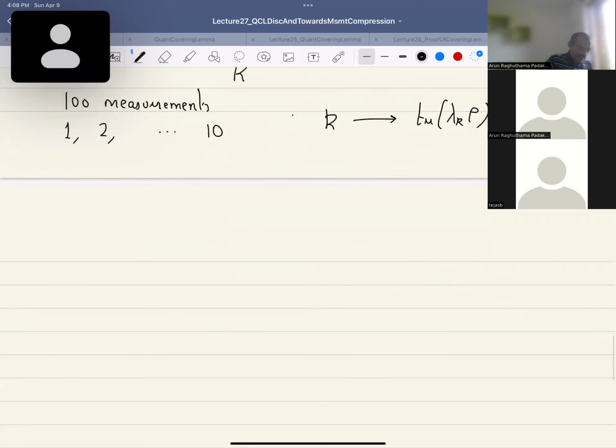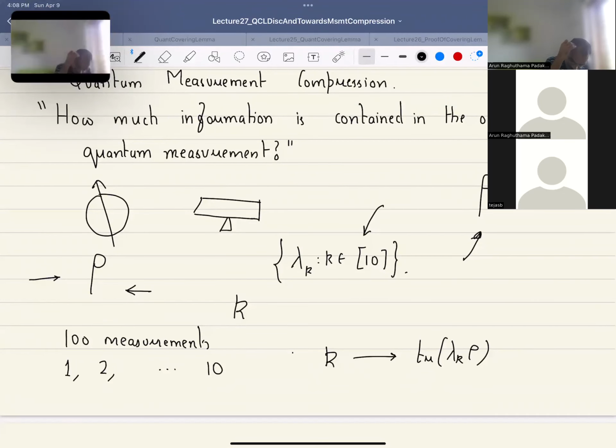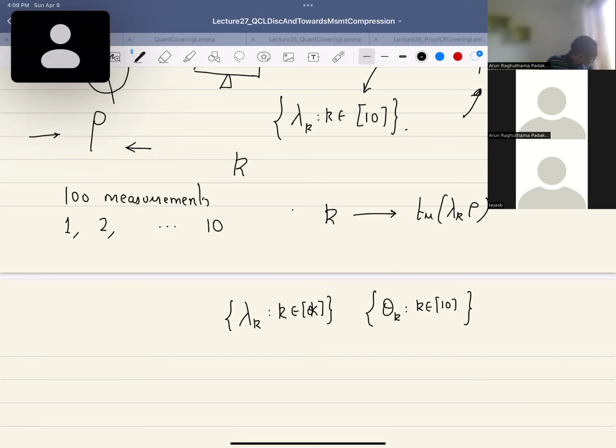Sorry, I just have one question. If you have this distribution, trace of lambda_k rho, can we know rho uniquely if we just know this distribution? No. What you should do is take multiple measurements. You should take lambda_k, and you should take another theta_k, and for all of them the distributions have to be consistent with what you expect.